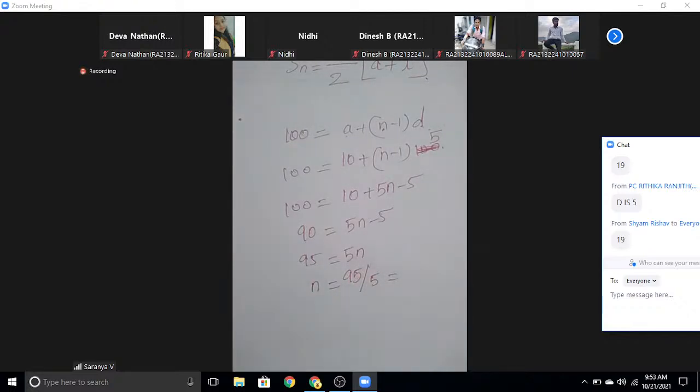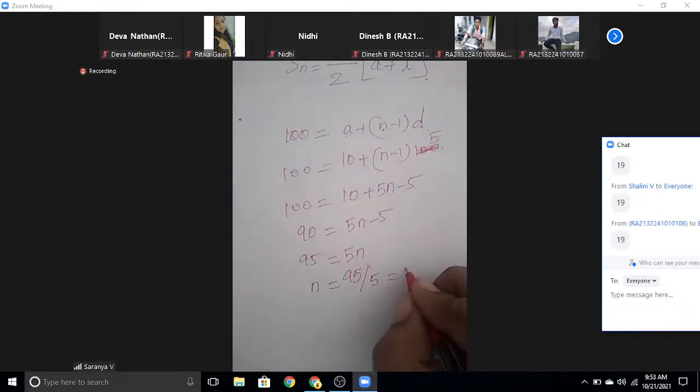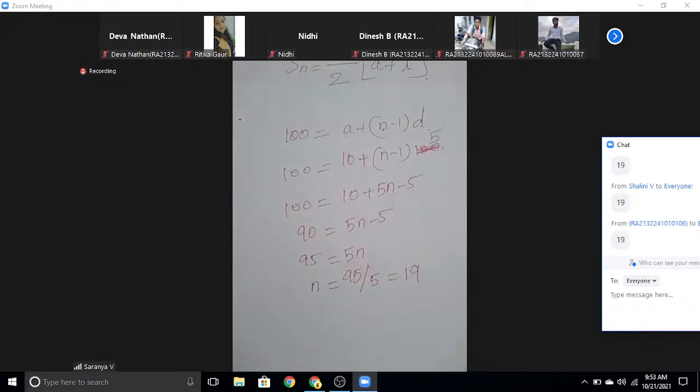Yes or no? So now post your answers. What is your n? Right. Which means what? We have 19 terms in this sequence. So now find your sum.